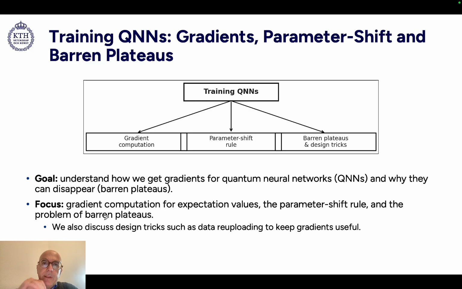The focus of this lecture is on gradient computation for expectation values. In particular, we're going to look at the three basic techniques, especially one that is quantum, which is called the parameter shift rule. And I will finalize by talking about some of the problems that might occur during the training of quantum neural networks. We will also discuss some techniques to avoid this barren plateau issue.